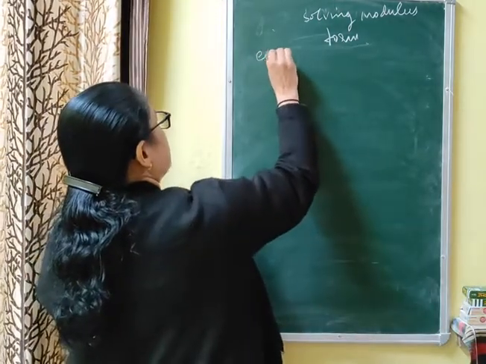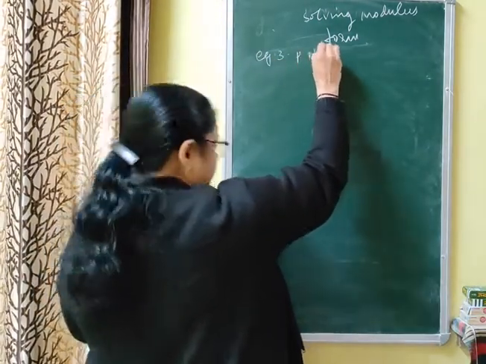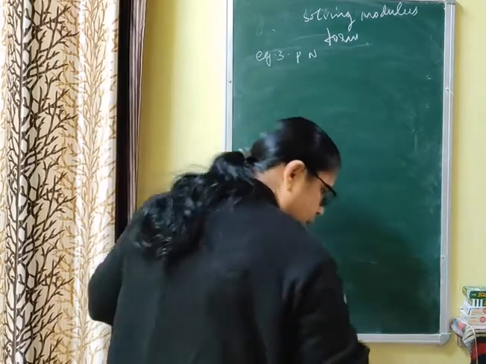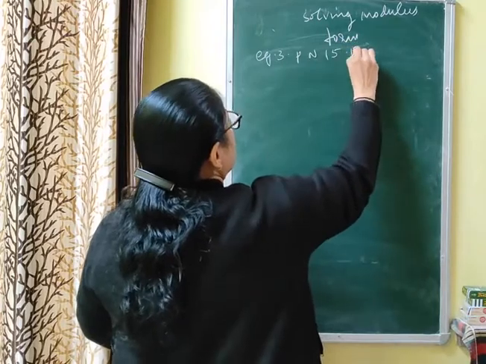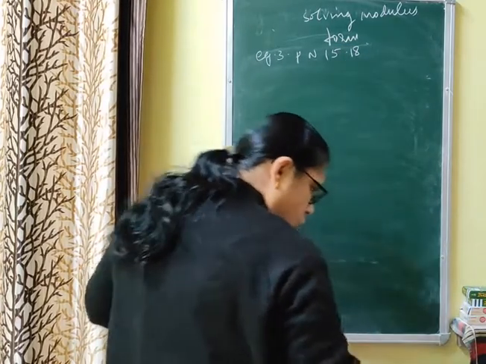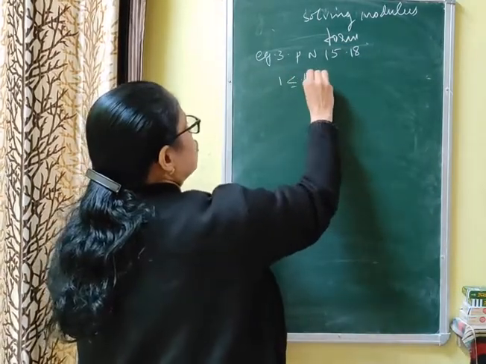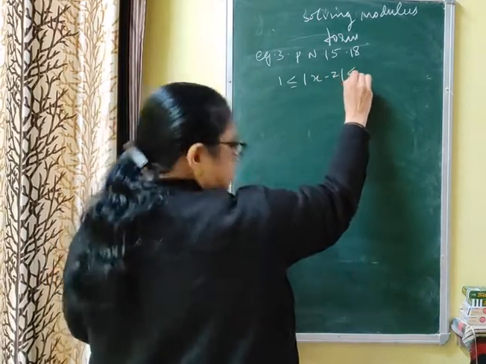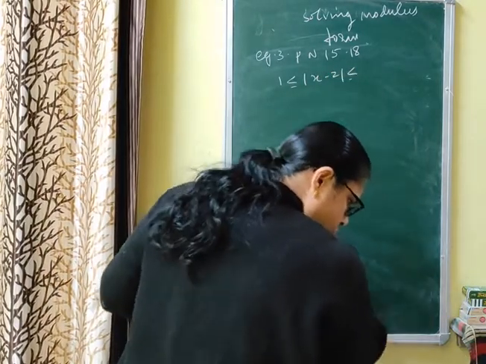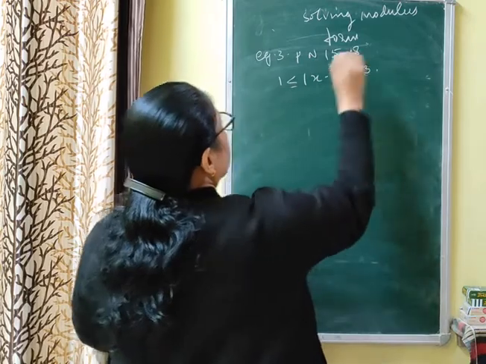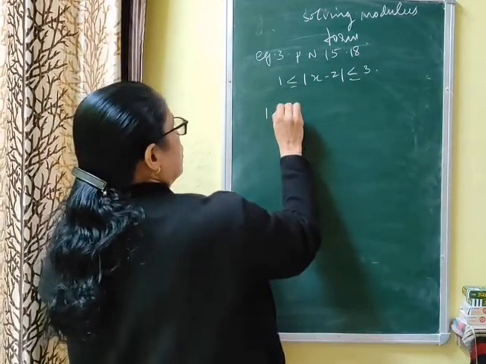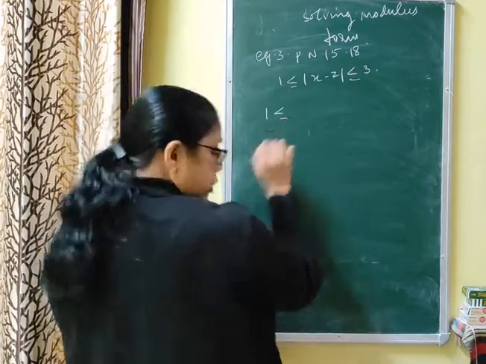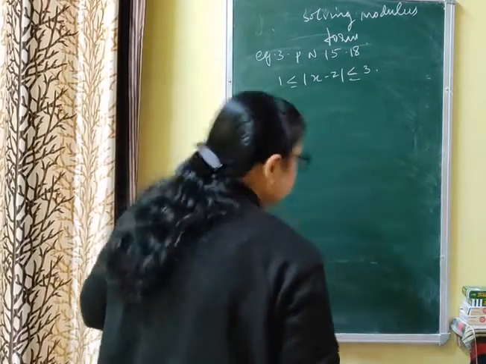Next is example 3, page number 15.18. I am reading the question. The question is solve 1 less than or equal to mod x minus 2 less than or equal to 3. Now, what do you have to do? First of all, take 1 less than or equal to mod x minus 2 less than or equal to 3.